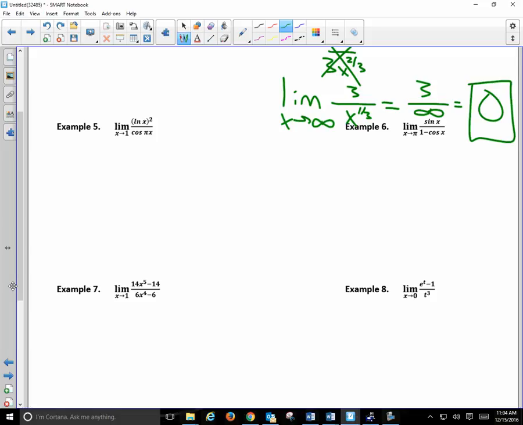Look at example 5. What do you want to do with that 1? Plug it in, right? What's the natural log of 1? 0 squared? 0. Then the denominator is cosine of pi x. Pi times 1 is pi. Cosine of pi? -1, right? So you get -1 in the denominator. Is that an indeterminate number? It's not indeterminate, is it? What's 0 over -1? 0. No need for L'Hopital.